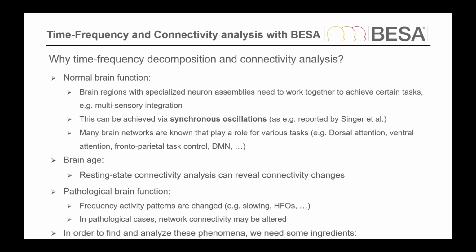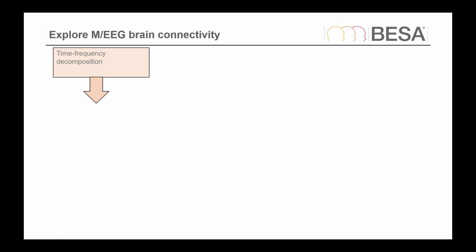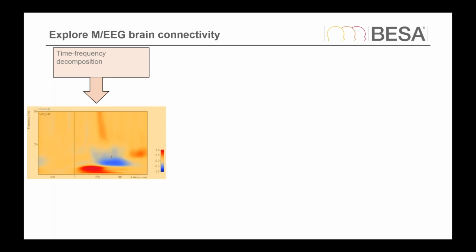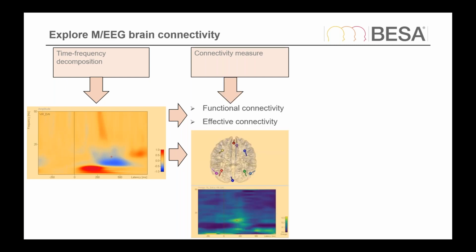In order to find and analyze these phenomena, we need some ingredients. So first of all, the time frequency decomposition. This can tell us at what frequency oscillations occur at which time, for example, related to a stimulus. And the next ingredient is then a connectivity measure, which allows us to extract the degree of functional or effective connectivity between channels. This can look like this example here. So again, we have a time frequency display here, but now it shows us at what time and at what frequency a certain degree of connectivity between a channel pair exists.